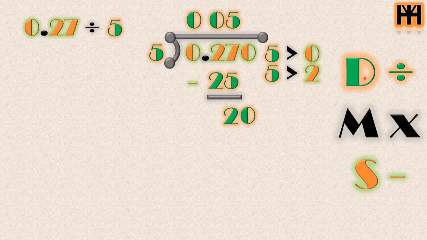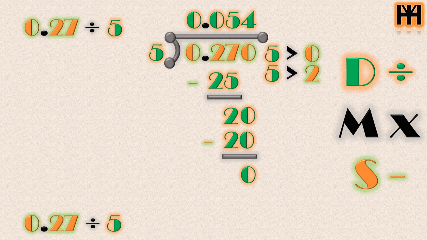Divide, multiply, subtract. Okay, divide, 20 divide 5, or how many 5 is in 20? The answer is 4. So put 4 here. Then the multiplication, 5 and 4, or 4 multiply 5. So it will be 20 also. Then the last step, the subtraction. Then 20 minus 20 is 0. So that's it. The last step here is to take this decimal point and put it here, as you see. So the answer will be 0.054. Okay, so 0.27 divide 5 is 0.054.